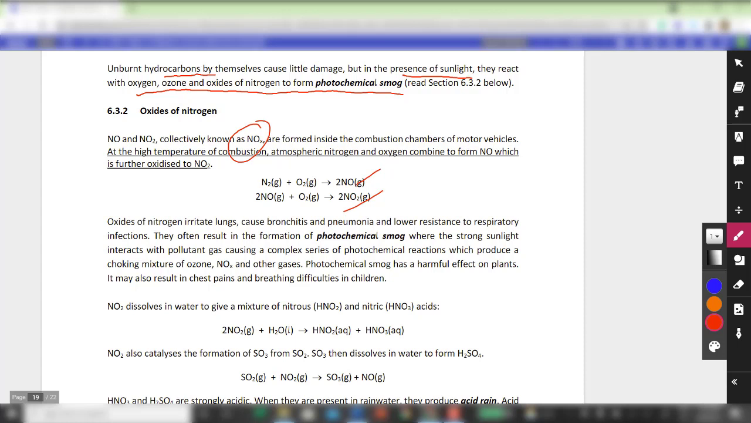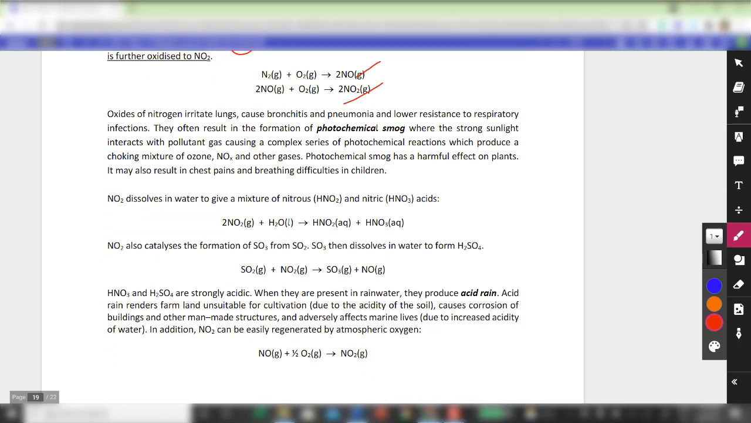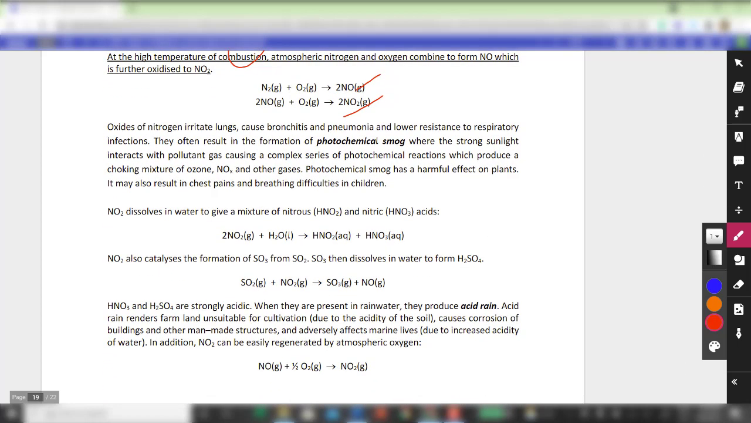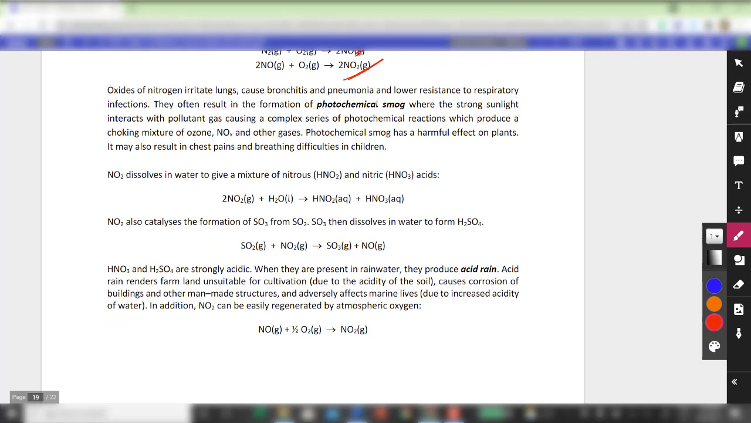So once the barrier is overcome, you get nitrogen monoxide and nitrogen dioxide, which is what they mention here, undesirable. So these are some of the reactions you need to be familiar with, these two. And then you probably need to know that NO2 dissolves in water to give you HNO2, which is nitrous acid, as well as nitric acid.